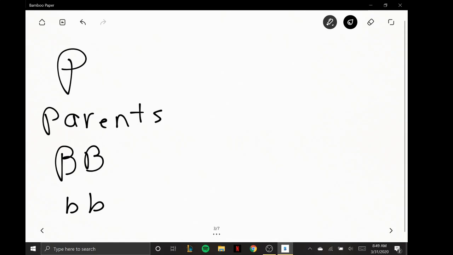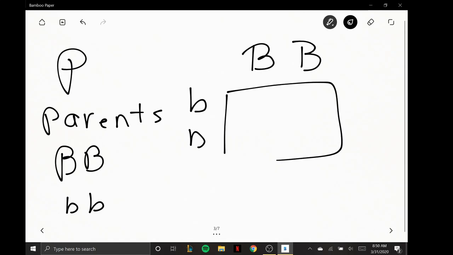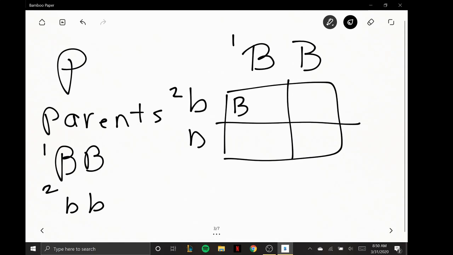When you cross big B, big B with little b, little b, this is something that they didn't talk about in the video that I think was very helpful. You do a Punnett square. So parent 1 gives a big B. Parent 2 gives a little b.